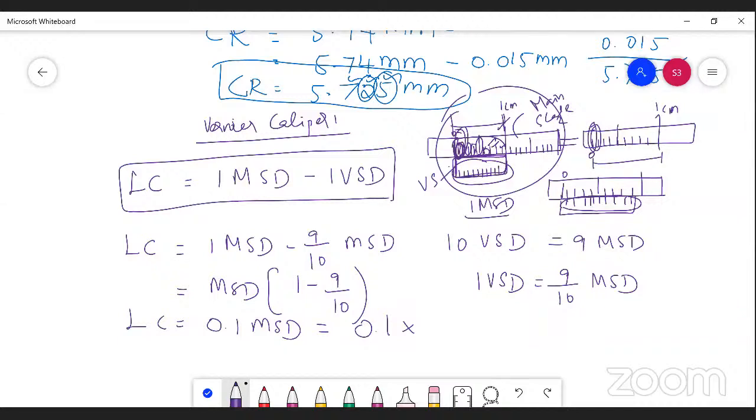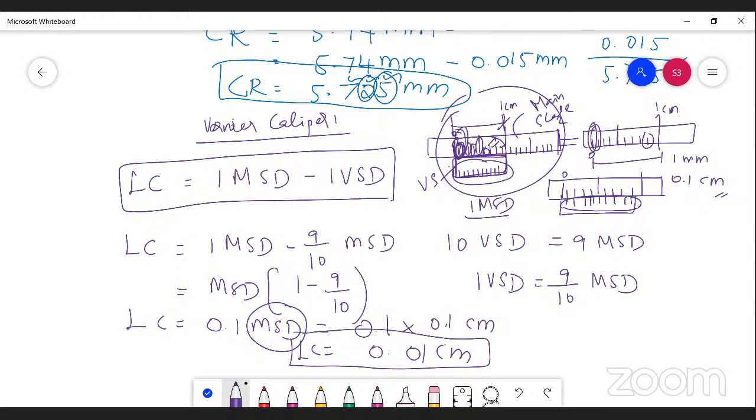10 divisions equal 1 centimeter, so the 1 division value is equal to 1 millimeter or 0.1 centimeter. So the 1 main scale division value is 0.1 centimeter, and the least count is 0.1 into 0.1 centimeter, which is equal to 0.01 centimeter. This is the least count of vernier caliper. 99% of vernier caliper scales are recorded with this value. This is a very, very important part, the least count of vernier caliper.